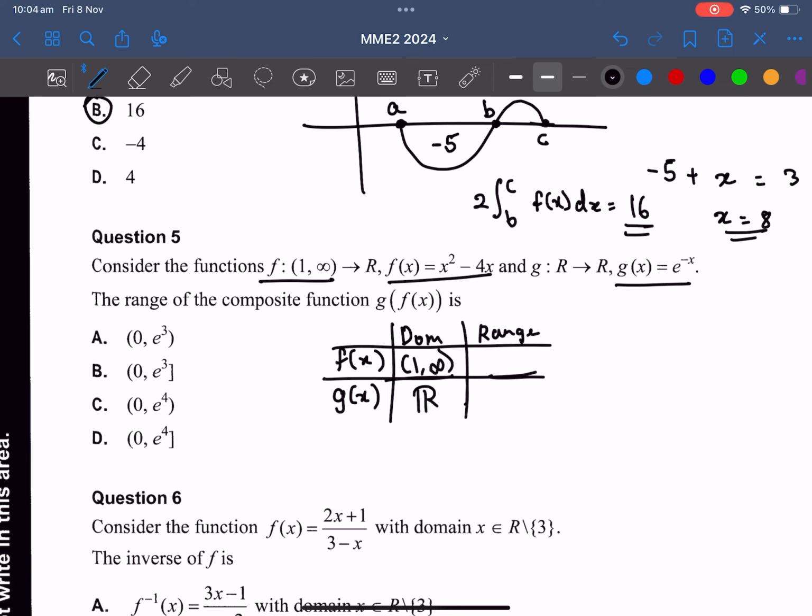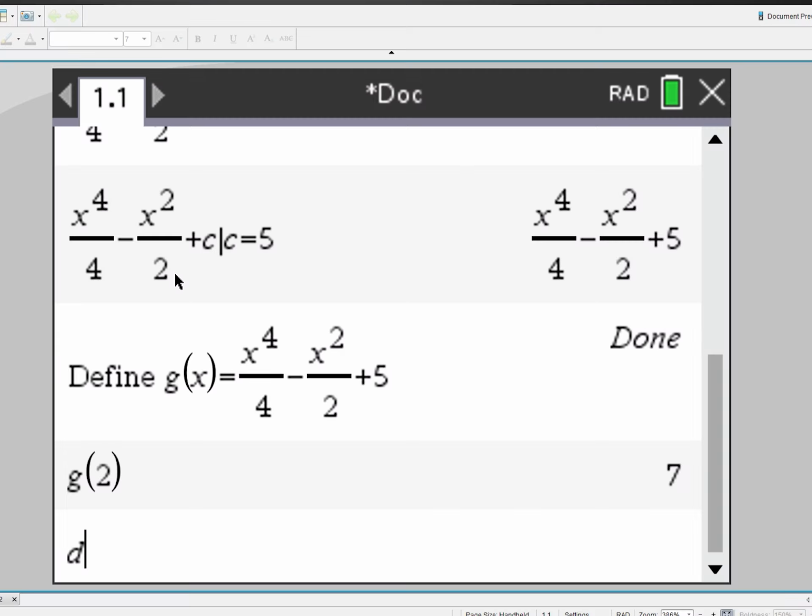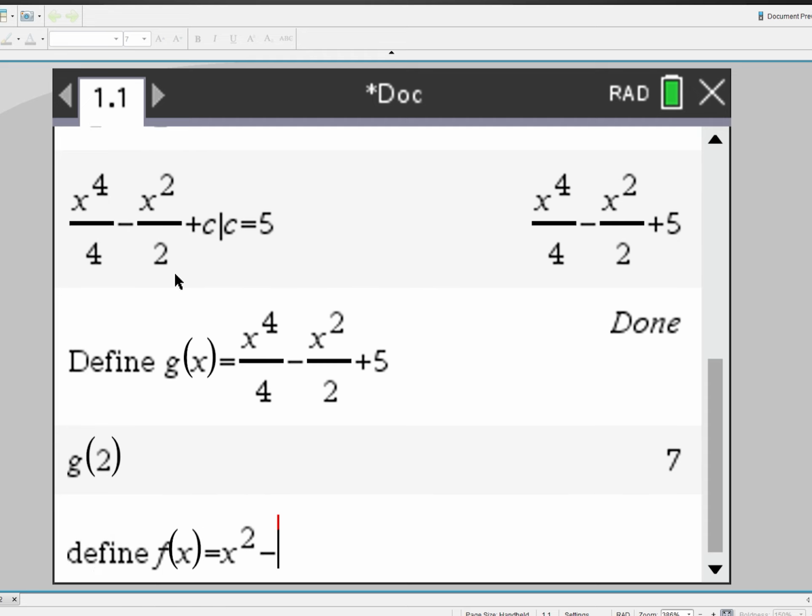Okay, so let us quickly find out what the range of f of x is, because there may be a turning point in between. So I'm going to define another function. Define f of x is equals to x squared minus 4 times x. Oh yeah, another key part is that sometimes CAS actually chokes up. So like, it's best if you add multiplication sign.